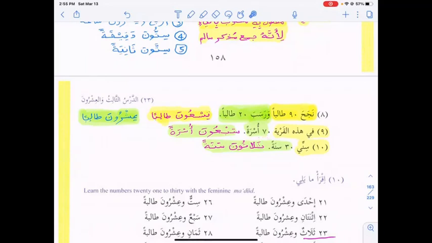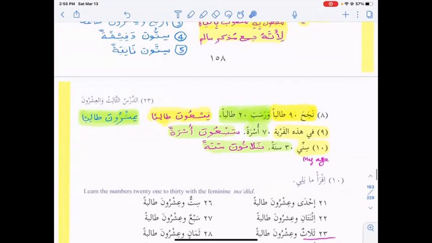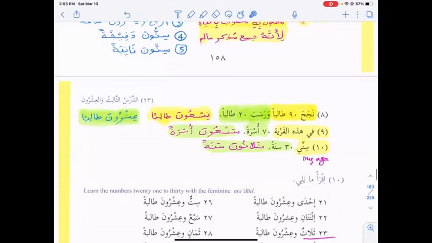Mubtada, usratan is tamiz. Sinni, my age. Sinni is my age. Let me write down. What is my age? 30 sanatan. So this is your khabar. This is your mubtada. This is your khabar. So what will you say? Sinni thalasuna sanatan. My age is 30 years. Did you get the idea?